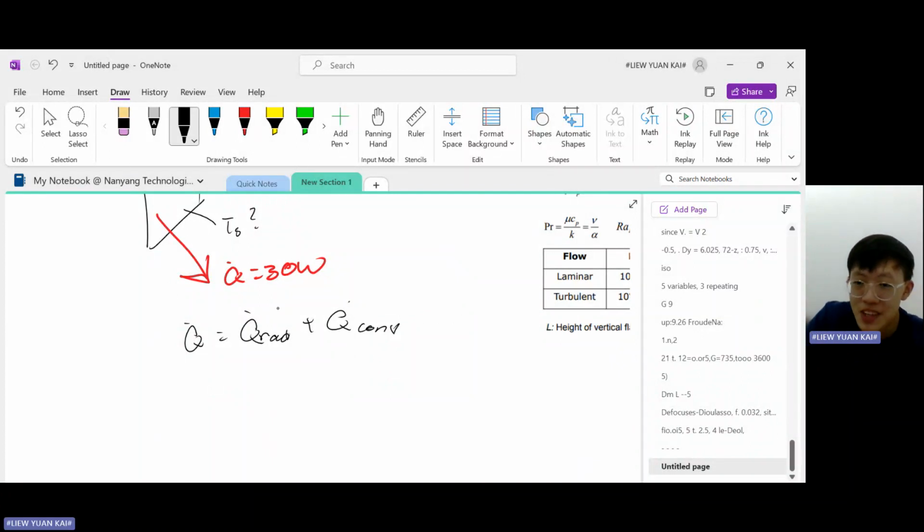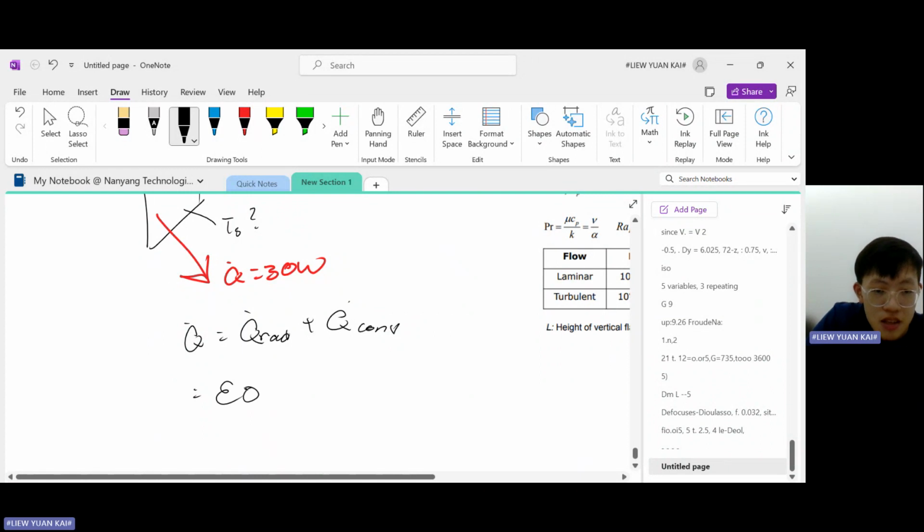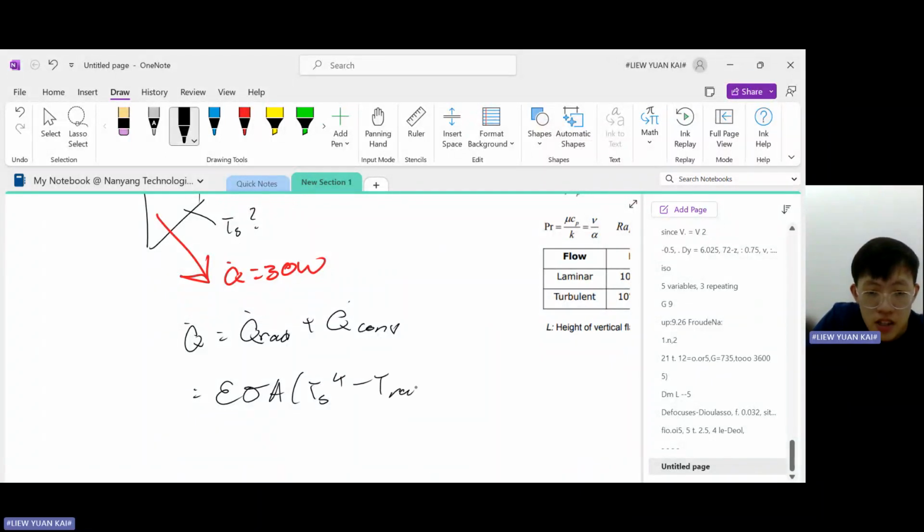now we're going to replace radiation and convection with their appropriate formulas. So for radiation, we have epsilon sigma A (T surface minus T surrounding). Sorry, I said T radiation, it's T surrounding. And then plus Newton's law of cooling: h A (T_s minus T infinity).